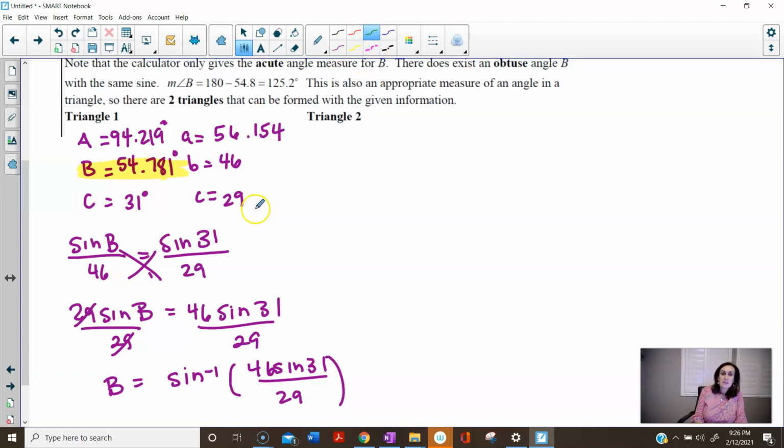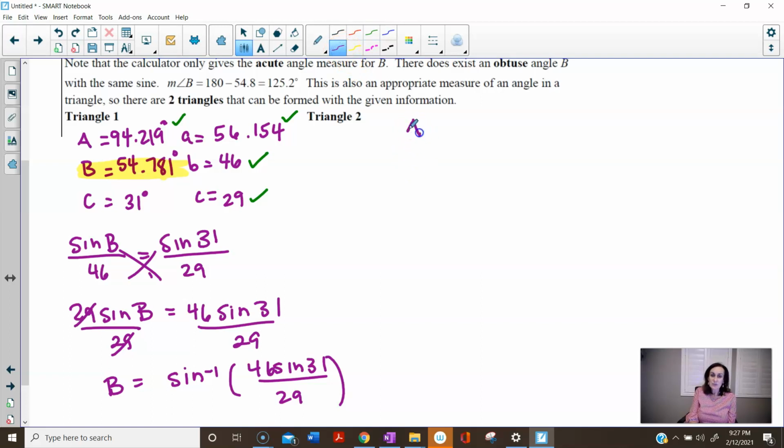And then you always want to do this small, medium, large check. So you would say, okay, here is the smallest angle. This is the smallest side. Check. Here is the medium angle, 54 degrees, and this side is the medium side. Here's the largest angle, and here is the largest side. So right now, I currently have 1 triangle. Now let's see if we have a second triangle.